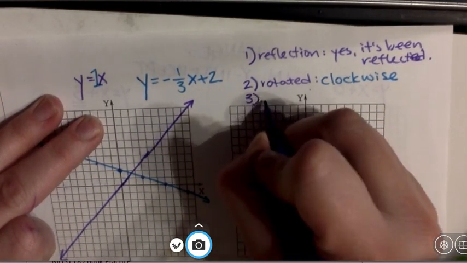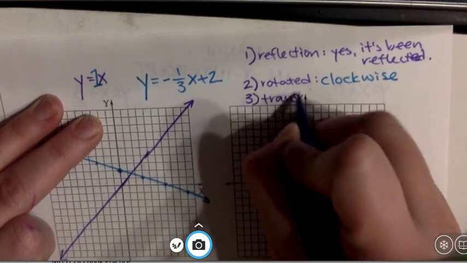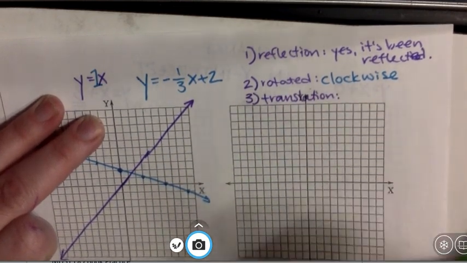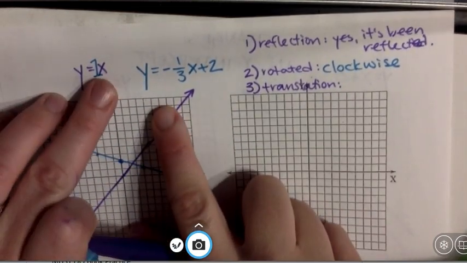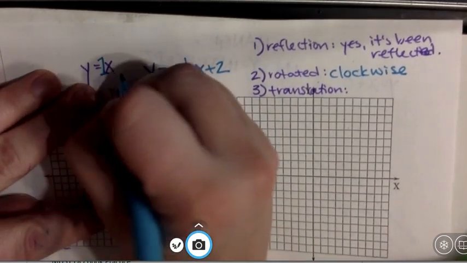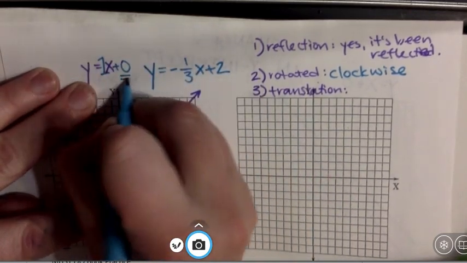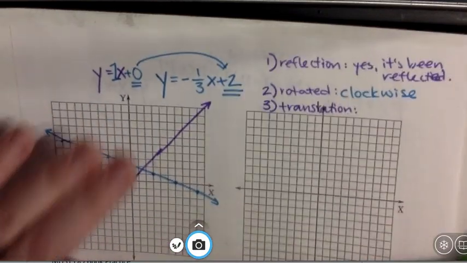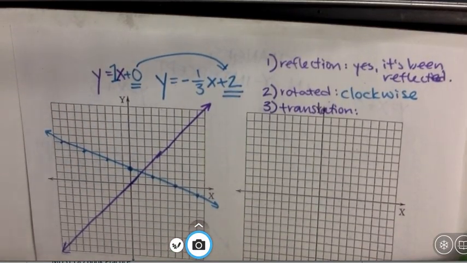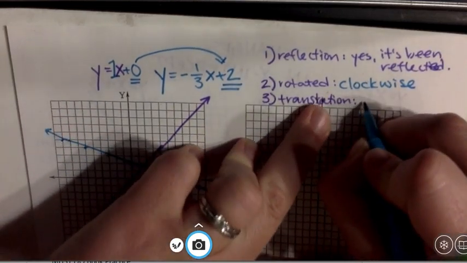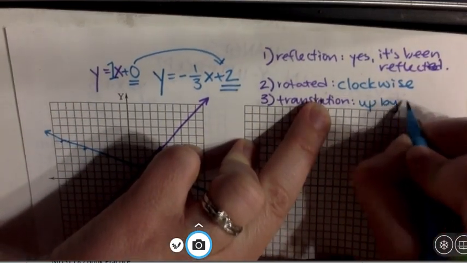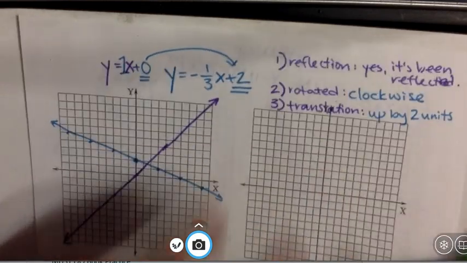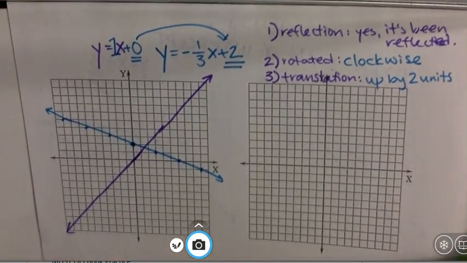And number 3, now we can talk about its translation. How has it been translated? Now we're looking at just the b value. How has the b value changed? It has increased by 2. That means it's been translated up by 2 units on the y-axis. I can be specific and say the y-axis, but I'm going to assume that you know what you're talking about when you say it's been translated up by 2 units.